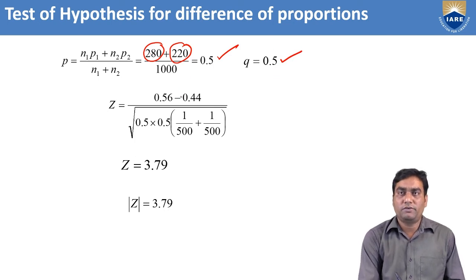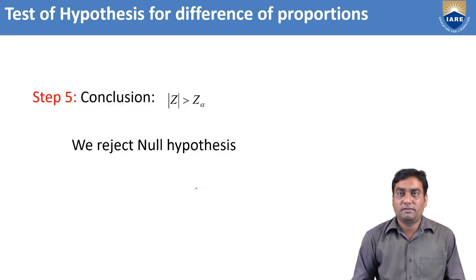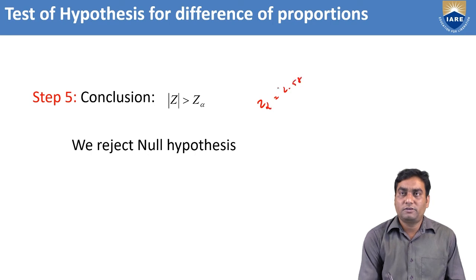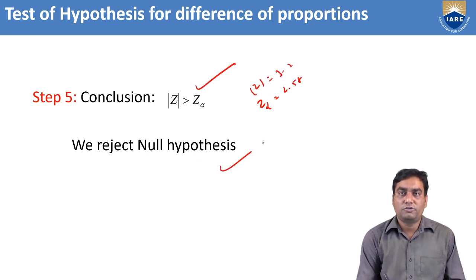Now you substitute in the formula, simplify it, and we'll get mod z equal to 3.79. But Z alpha is 2.58. Mod z is 3 point something. So mod z is greater than Z alpha. So we reject the null hypothesis.